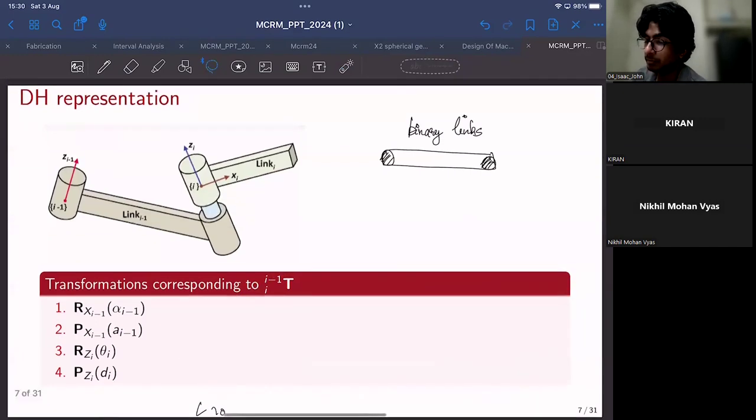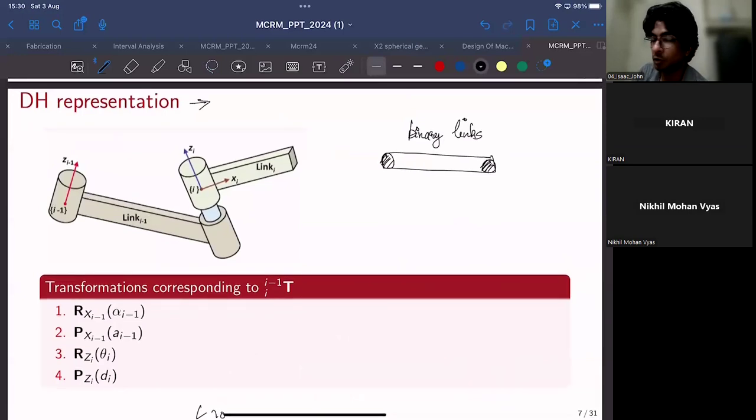And despite this, there are two well-known representations of DH parameters. The one that we use for this course is called the non-standard DH representation, right? And I hope you can recall this from the lectures of Professor Shantakumar. So the main difference between a standard and a non-standard DH representation is where you attach the frame of reference on a rigid body, right?